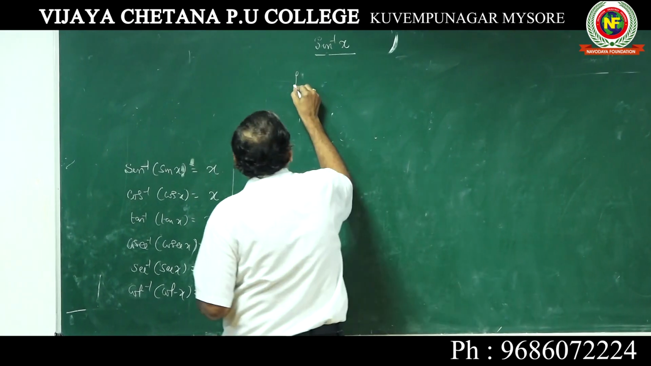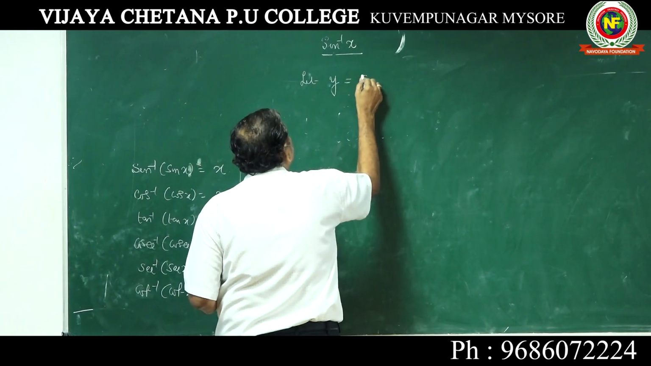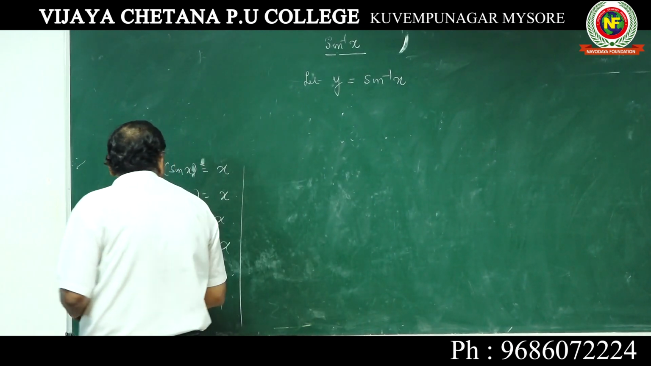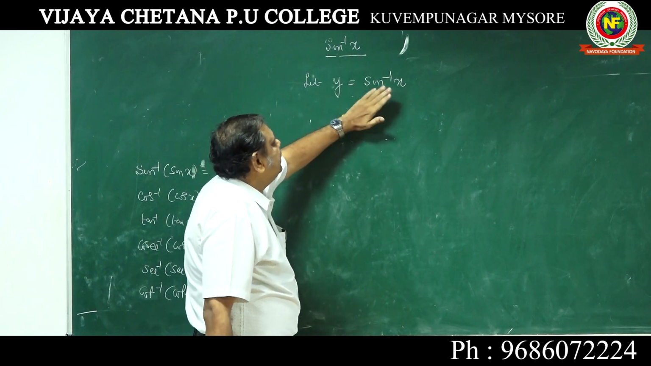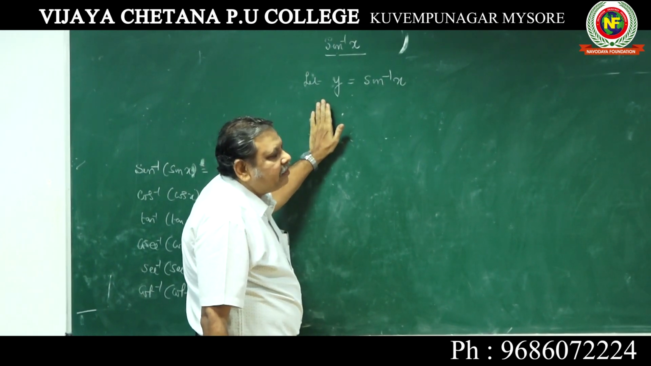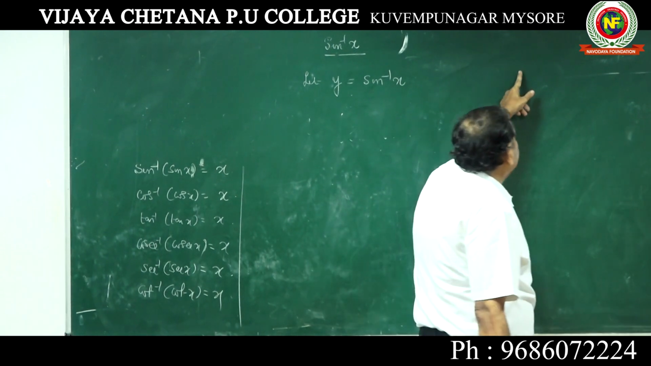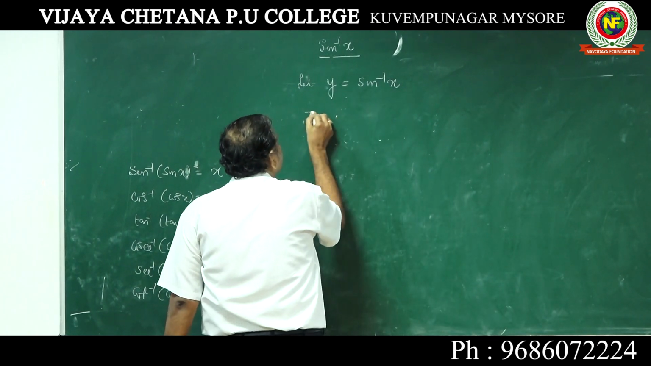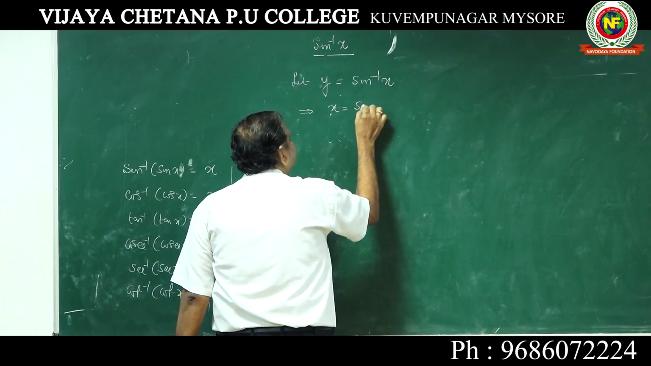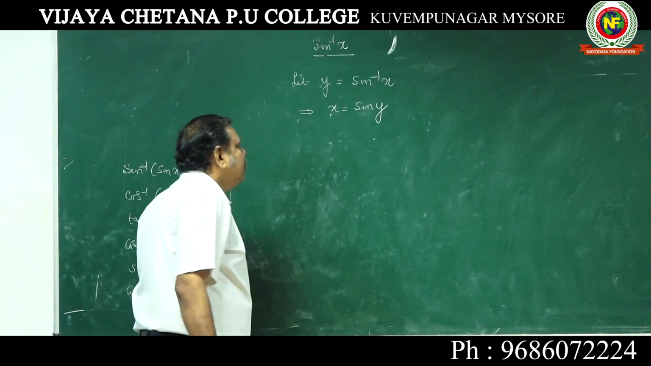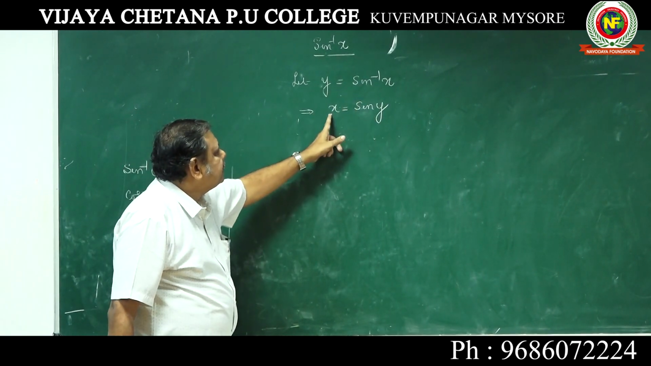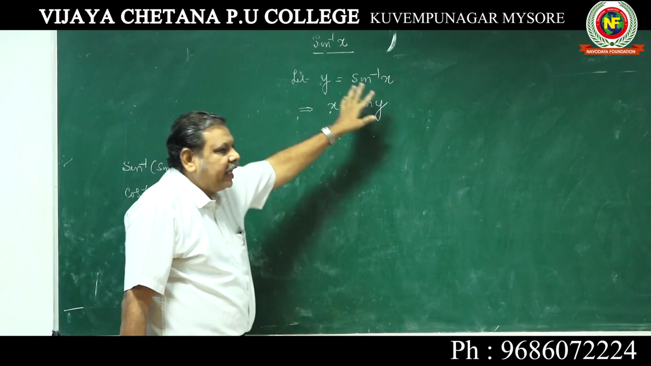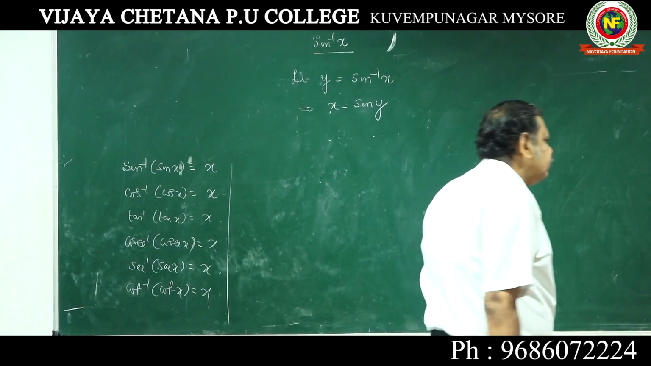Now let y is equal to sin inverse x. I told you just now, I gave the definition. When y is equal to sin inverse x, what is x? If x equal to sin y, then y is equal to sin inverse x. This implies x equal to sin y. Very important thing. Whenever you write y is equal to sin inverse x, x equal to sin y; y is equal to cos inverse x, x equal to cos y; y is equal to tan inverse x, x equal to tan y.